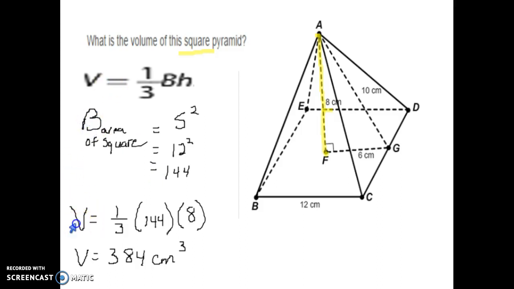We plug that into our volume formula, 1/3, 144, and our height is this right here. The height is from the vertex perpendicular to the base. Our height is 8. So 144 times 8 divided by 3 gives us 384.